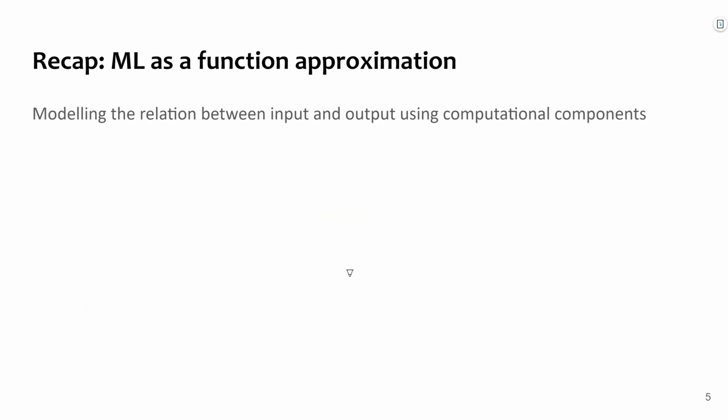All right, then let's discuss the motivation of perceptrons. I mentioned that machine learning is a type of function approximation. And what kind of function? We're using this function to model the relation between input and output. And to design this function, we're going to use various types of computational components. And I'll introduce some of these components as we proceed.